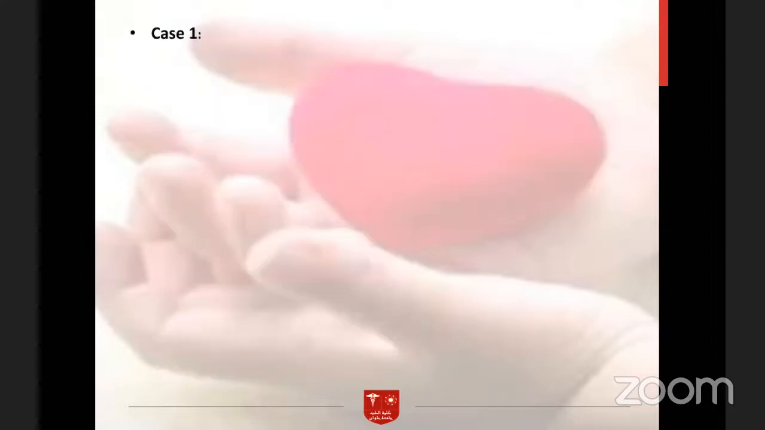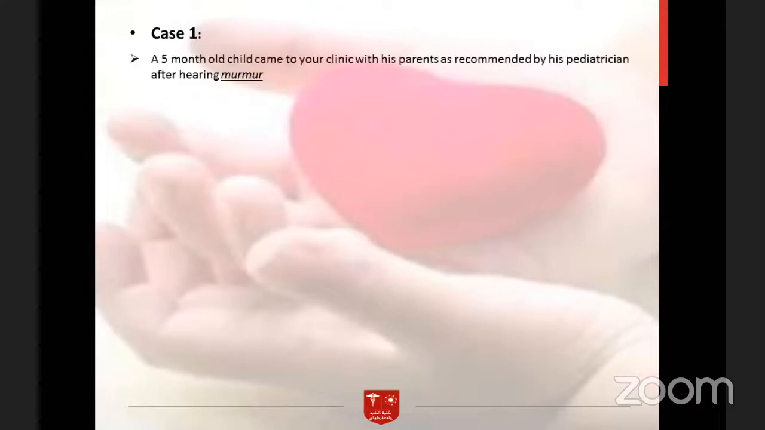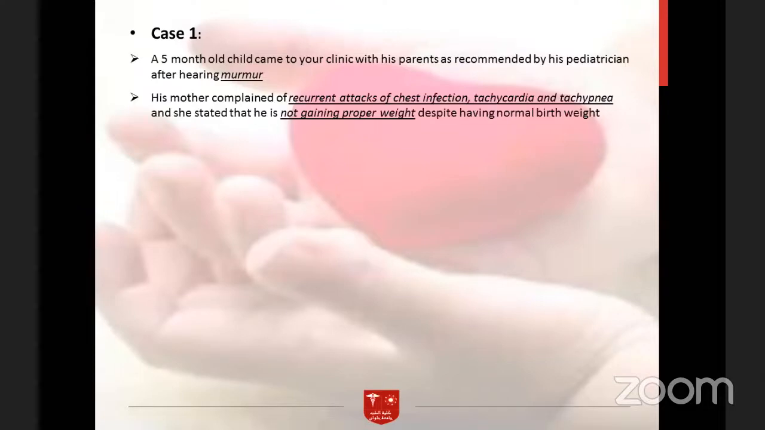And here we will come to the first case scenario for today. A 5-month-old child came to your clinic with his parents as recommended by his pediatrician after hearing a murmur. His mother complained of recurrent attacks of chest infection, tachycardia, and tachypnea, and she stated that he is not gaining proper weight despite having a normal birth weight.